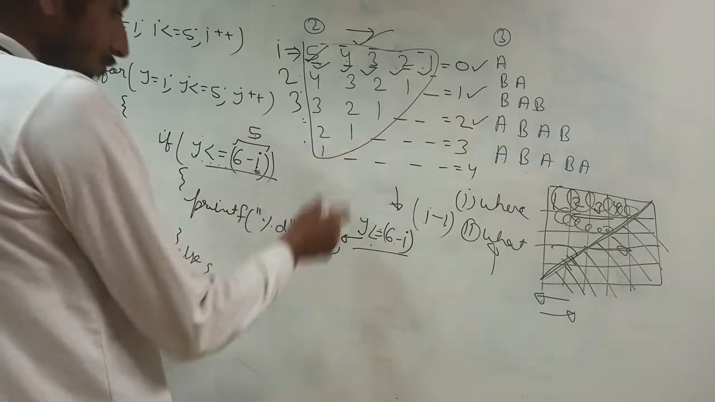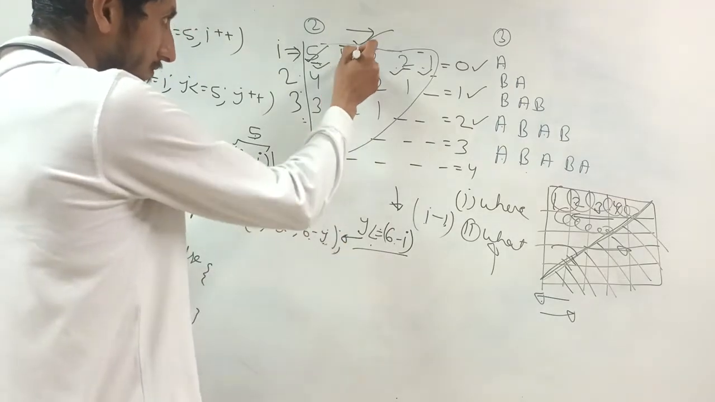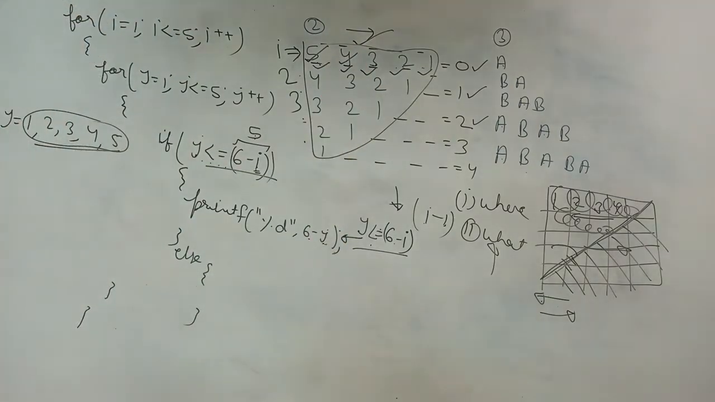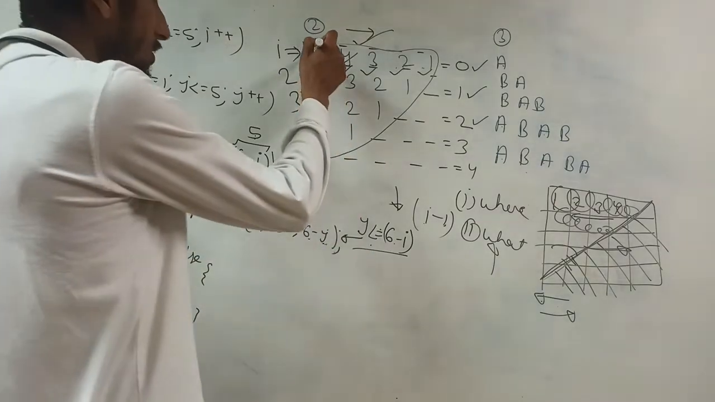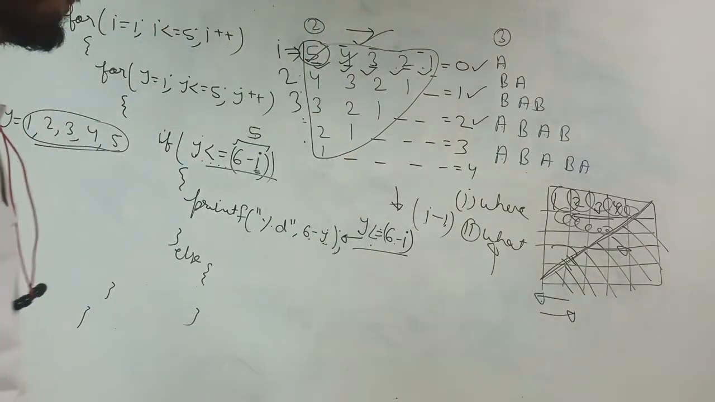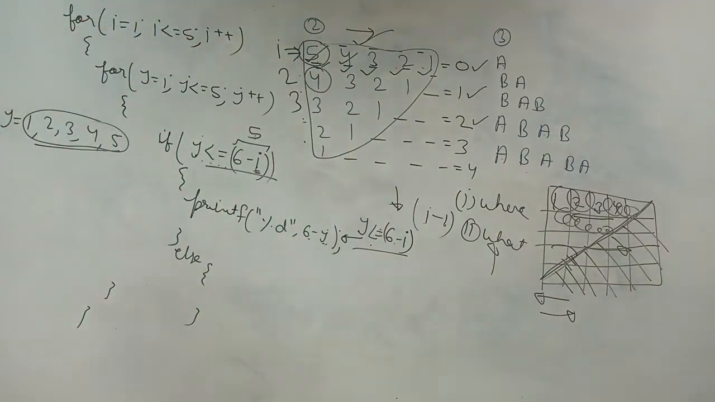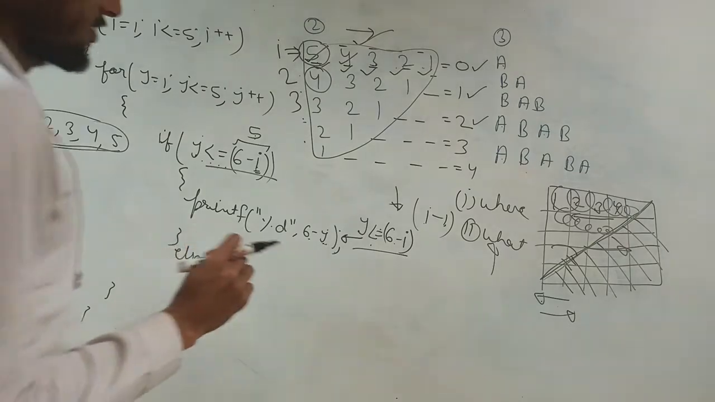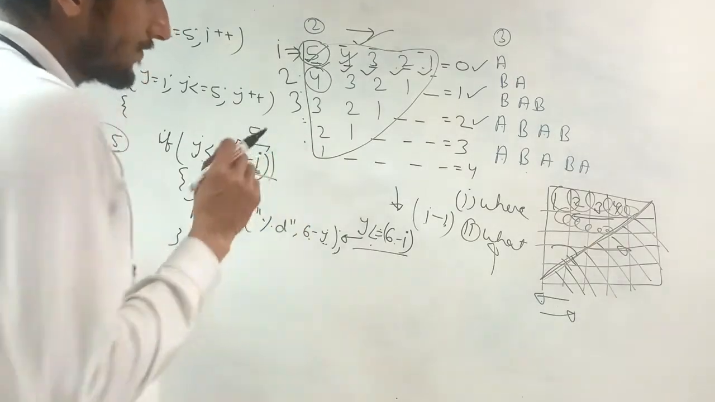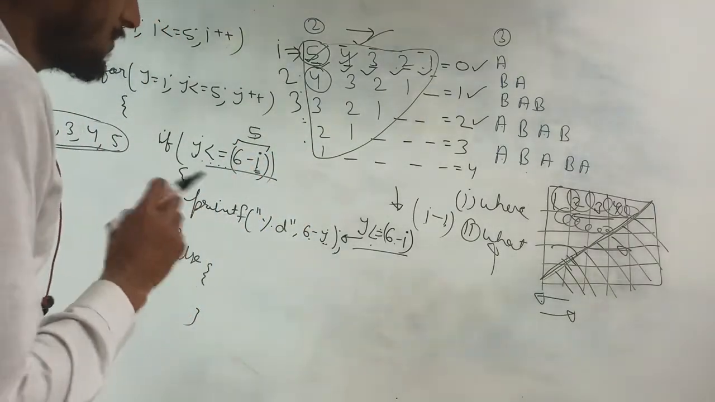Value of j becomes 4, so 6 minus 4 becomes 2, and so on. But there is a tricky part. What is the tricky part? This row is starting with 5, but this row is starting with 4. Are you following this one? Please pay attention. In the last program we have seen a similar pattern.